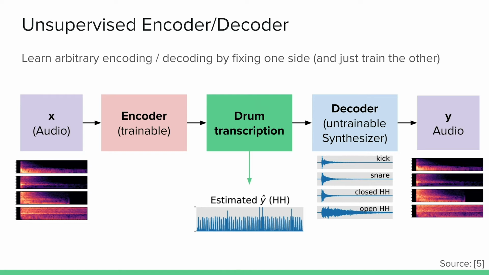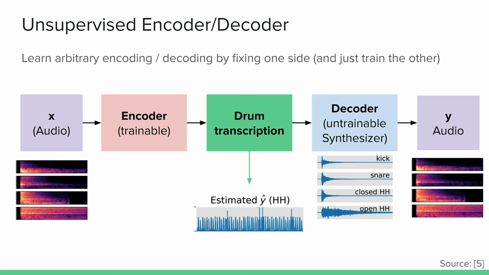Do you see why this is so cool? We don't have to label our audio. We just say, okay, we do this as an autoencoder, but the decoder is fixed. It's a synthesizer. It always creates samples. So the network has to learn how to fiddle with that synthesizer to produce the correct audio samples. And it is only able to do this by learning the drum transcription, because that is what the synthesizer requires as input to be able to produce the correct audio.